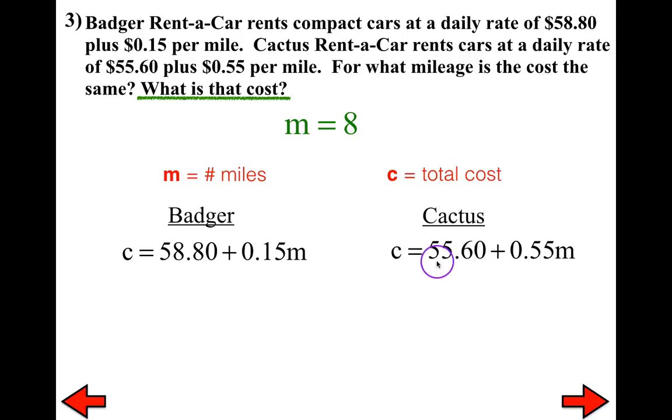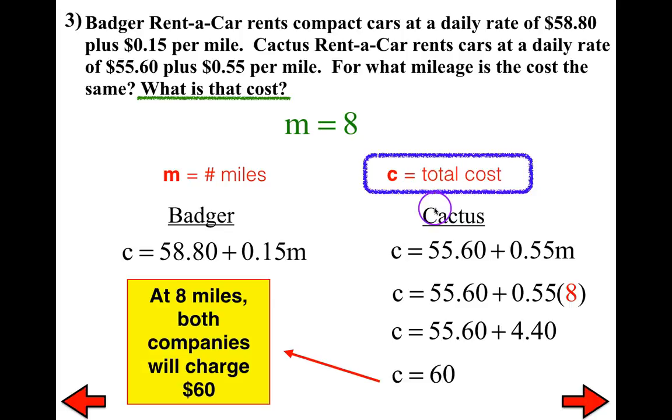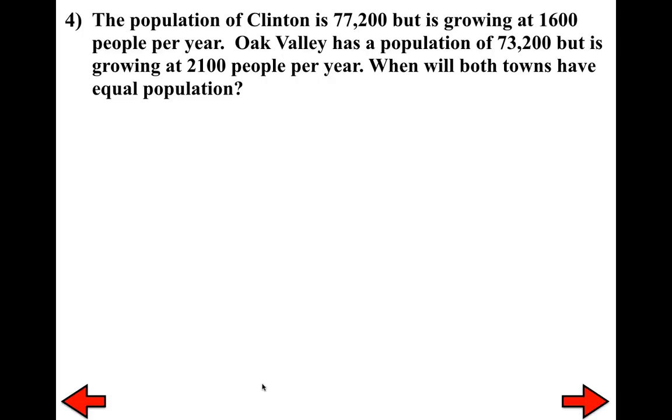It does not matter which one. I'm going to go ahead and pick Cactus. I'm just going to simplify what I have here, and that's going to give me $60, which means for the 8 miles, both companies would be charging me $60. So at 8 miles, both companies will charge $60. Okay, so now go ahead and pause the video and try number 4 on your own.